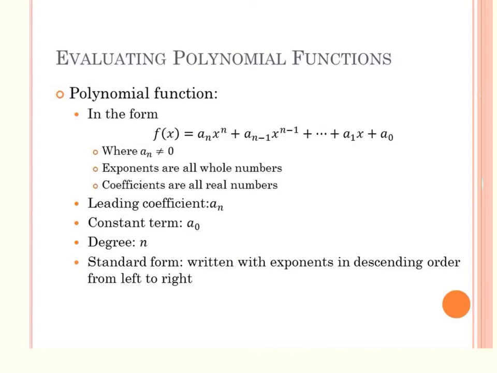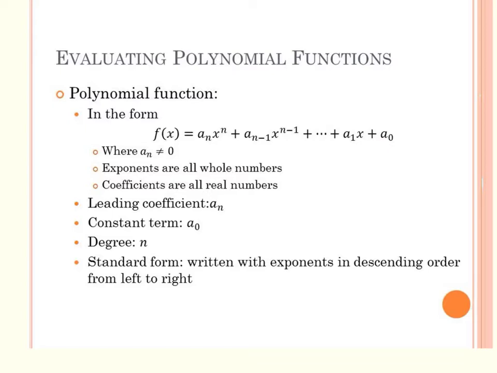talk about the general form of any polynomial function, and it is f of x equals a sub n x to the nth power plus a sub n minus 1, x to the n minus 1 power, etc., all the way until you get to a sub 1, x, and that would be x to the first power, plus a sub 0. And so what we get is this pattern here.